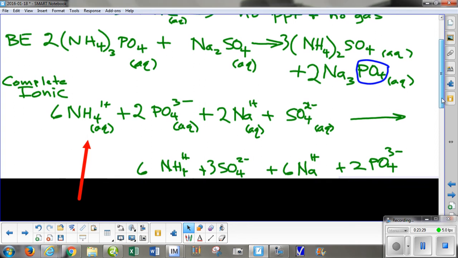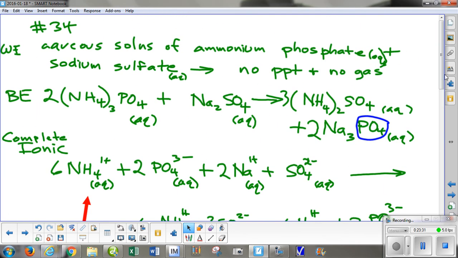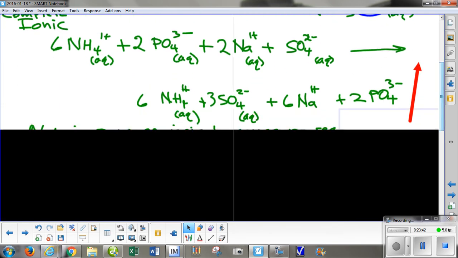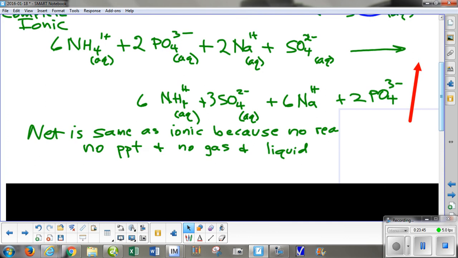Now, we have a very interesting situation here, and this is really where we learn chemistry. No precipitate, no gas, no net ionic equation, because nothing will drive this to completion. Once we get the right side of the equation, we're done. The net ionic equation is the same as the ionic because there is no reaction.